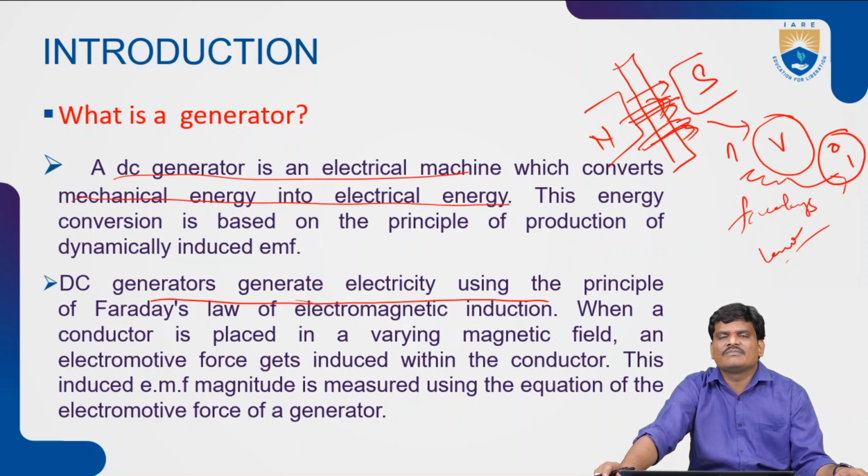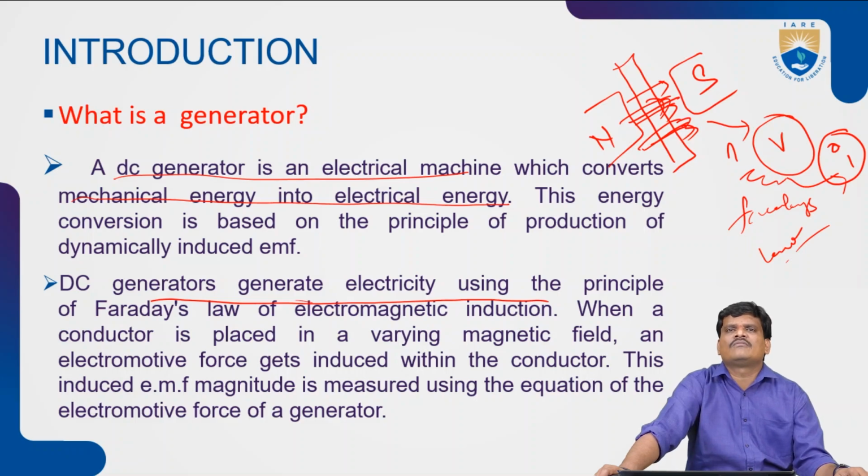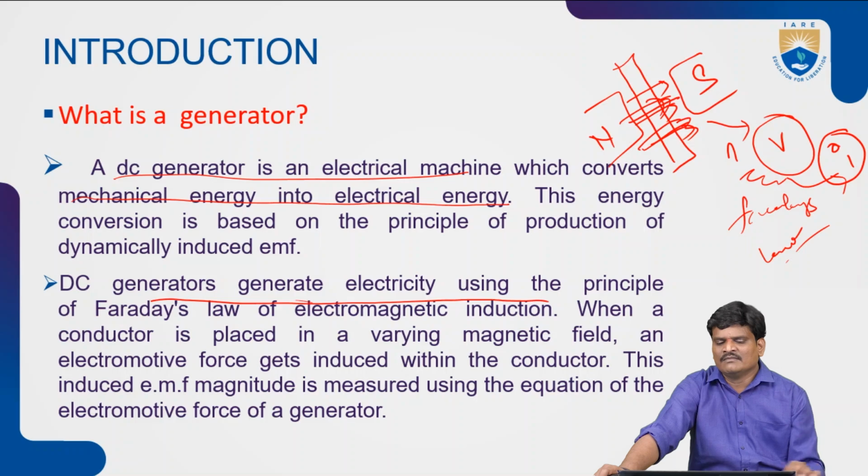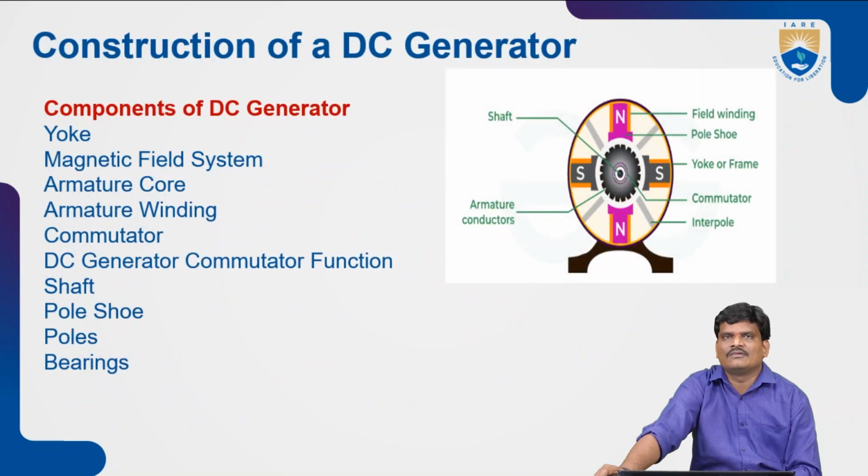So what is the working principle of a generator? Generator works on the basic working principle called Faraday's law of electromagnetic induction, and the statement of Faraday's law of electromagnetic induction is whenever a conductor is placed in a variable magnetic field, an electromotive force will get induced within the conductor, and this induced EMF is measured with the help of Fleming's right hand rule.